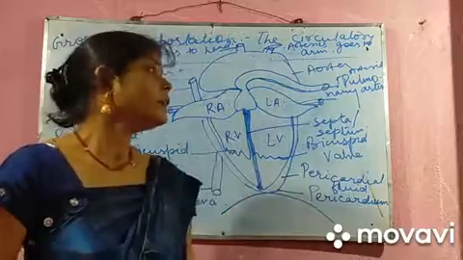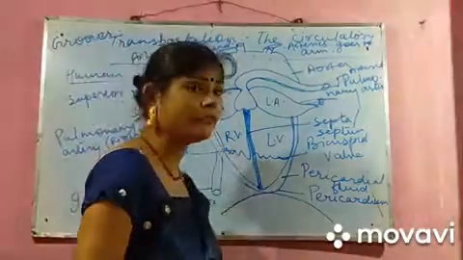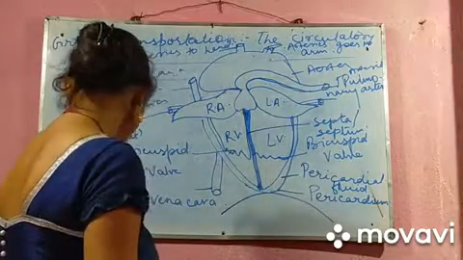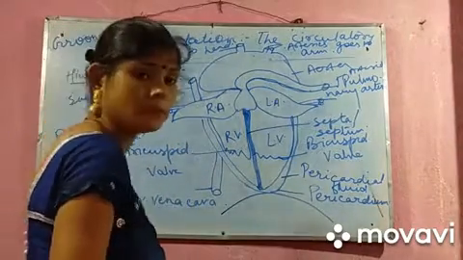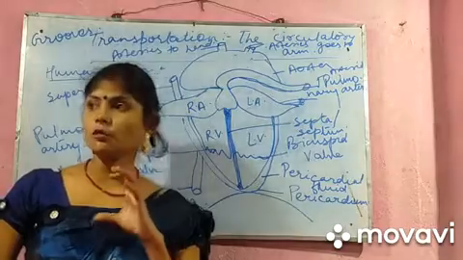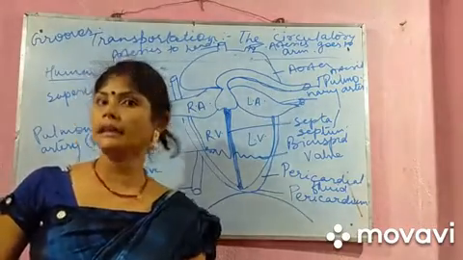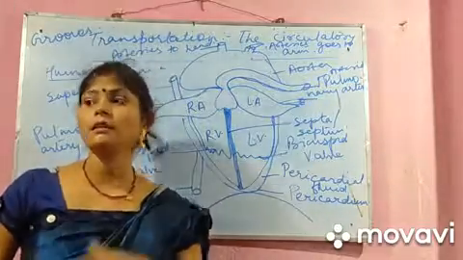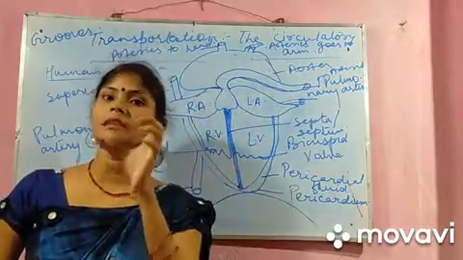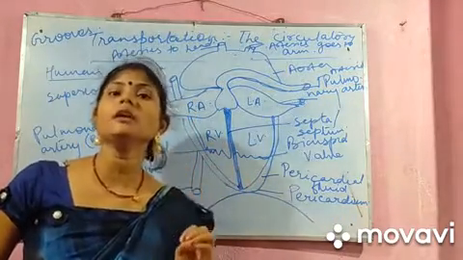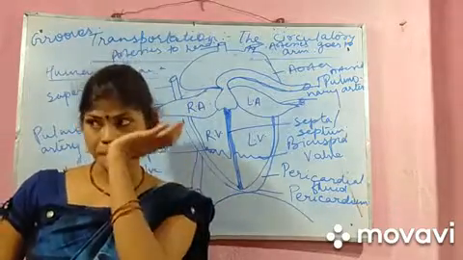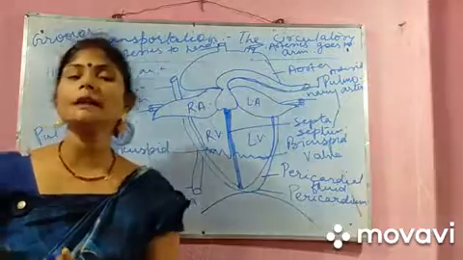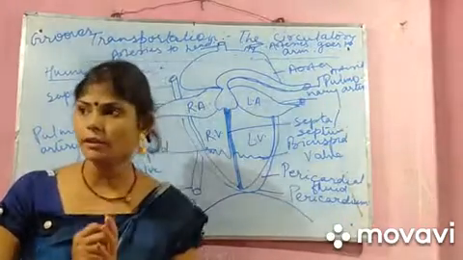In the walls of the heart we have coronary arteries. The blood vessel found in the walls of the heart is the coronary vessel, which supplies blood to the muscles of the heart. The walls of the ventricle are much thicker in comparison to the wall of the atria.